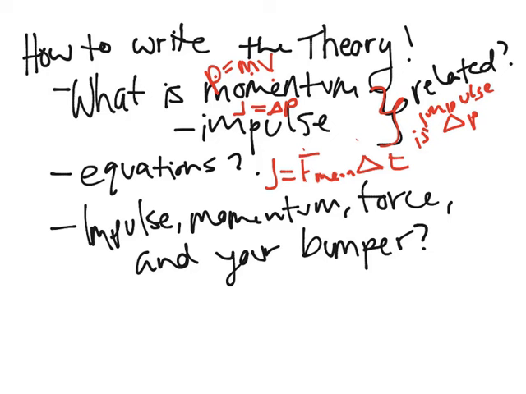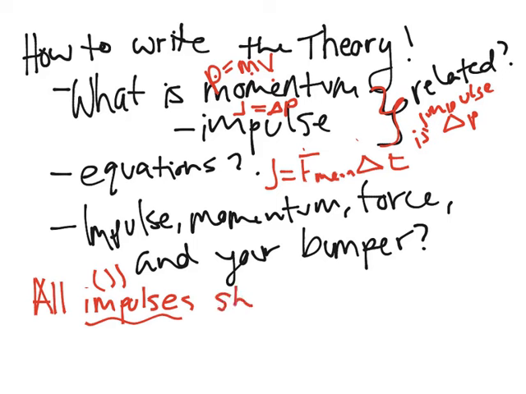Then, how are impulse, momentum, and force all related to your bumper? Well, as far as making this a good experiment, all of your impulses, that would be J, should be about the same. Alright? Why? Well, why should they all be the same? They should all be the same because J is equal to the change of momentum.